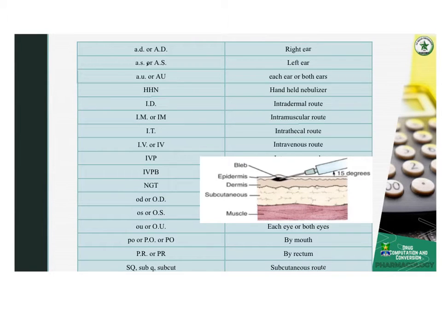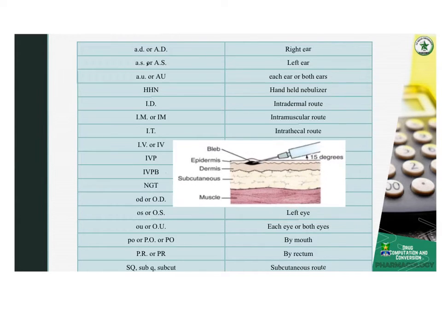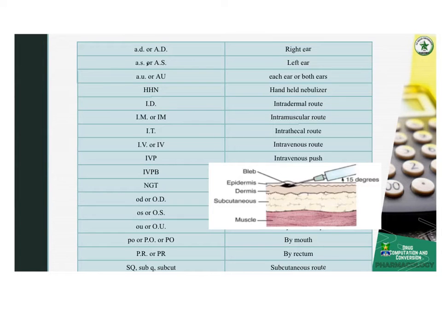Next is a parenteral administration site, which is the intradermal route. ID is the intradermal route, wherein you would inject a substance or medication into the dermis. If you see here an illustration of the layers of the skin, you would be injecting the solution right in the dermis to create a bleb. That's an example of an intradermal injection.